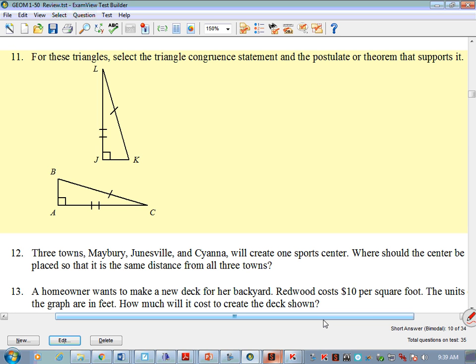For these triangles, we want to select the triangle congruency statement and the postulate or theorem that supports it. This question on a test will give you multiple choice options. They're going to start off with, what is congruent to triangle ABC? We want corresponding parts. So what corresponds to angle A? Angle J. What corresponds to angle B? K. And what corresponds to angle C? L. So we want to start off right there. Now we want the correct theorem that supports it.